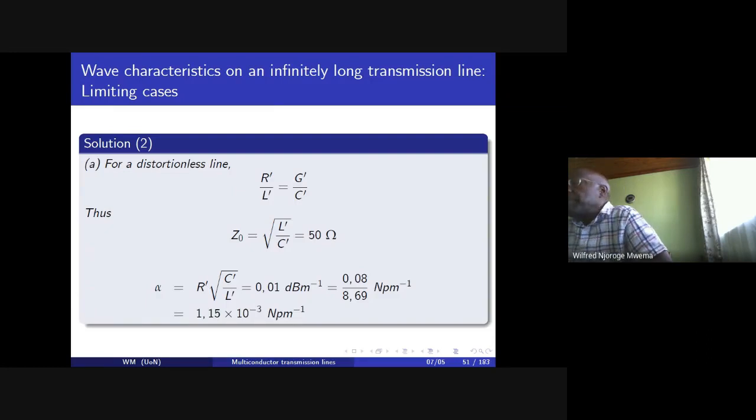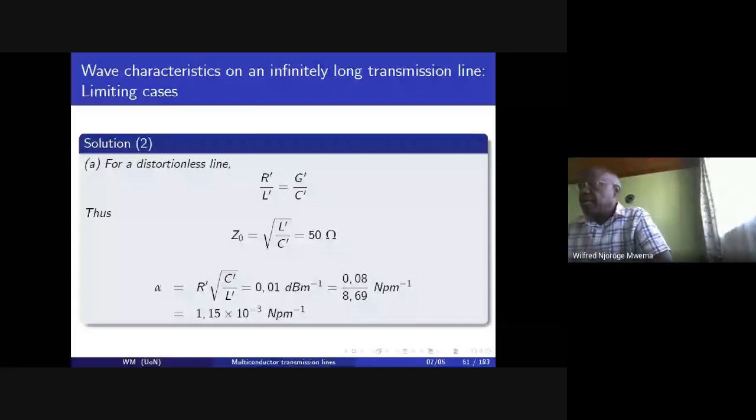is given as 0.01 dB per meter. Remember, if you are given dB per meter, you have to change that into nepers per meter, and we know that there are 8.69 dB per neper, so to speak.